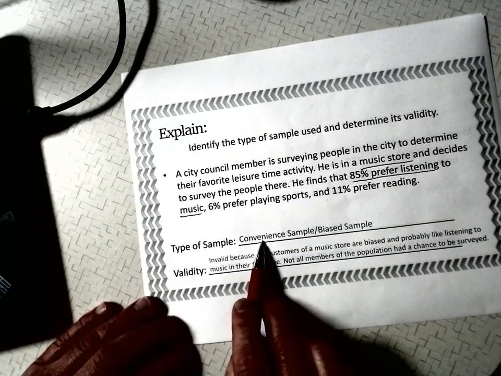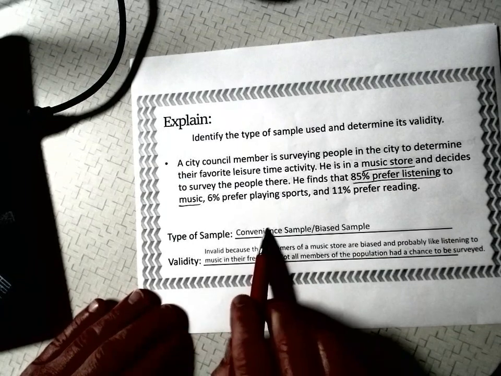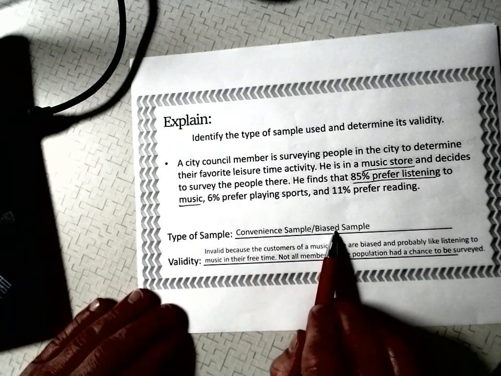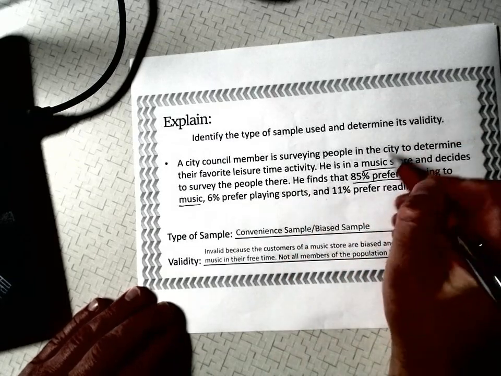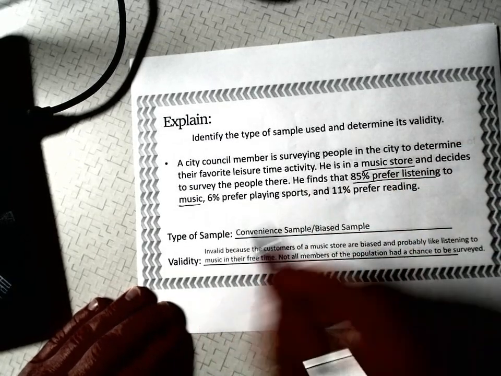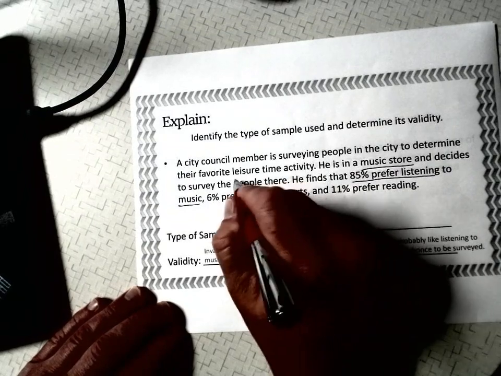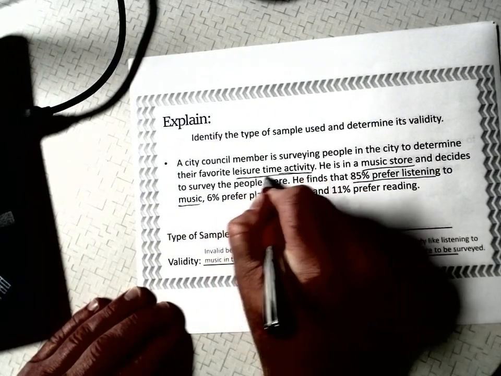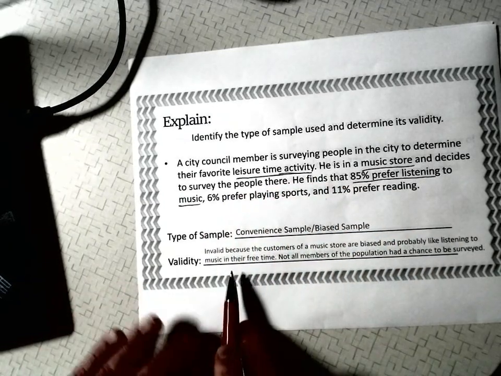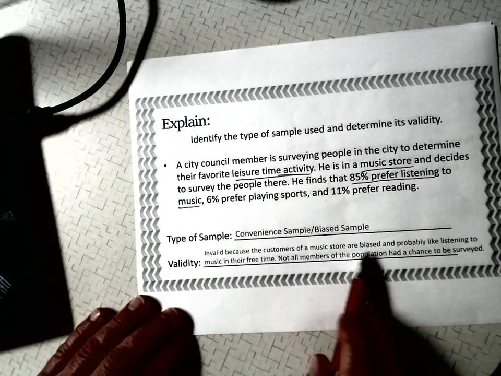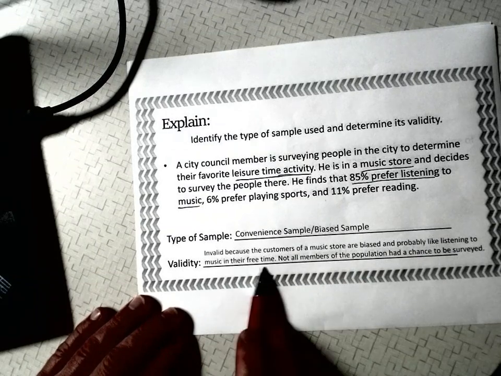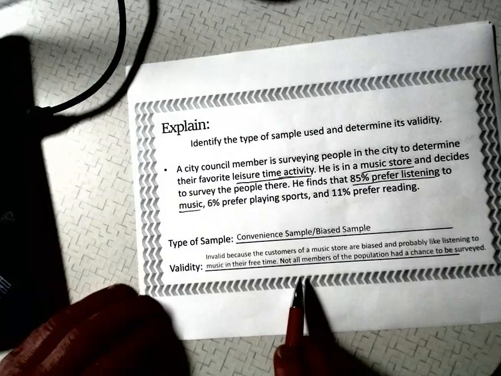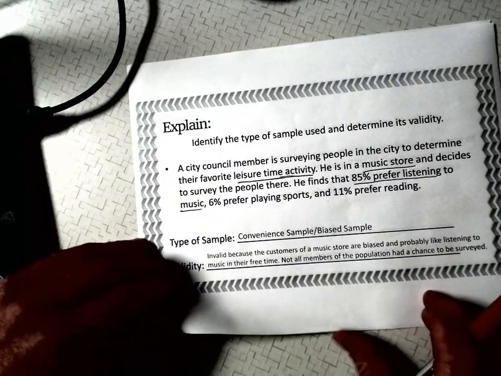The convenience is he's in a music store and there's people in the store. This is a biased sample. It does not represent the population because he's in a music store asking a music-type question, or a possible answer that could be music, to his survey on leisure time activity. It's invalid because the customers in the store are biased and probably like listening to music in their free time because they're in a music store. Not all members of the population had a chance to be surveyed.